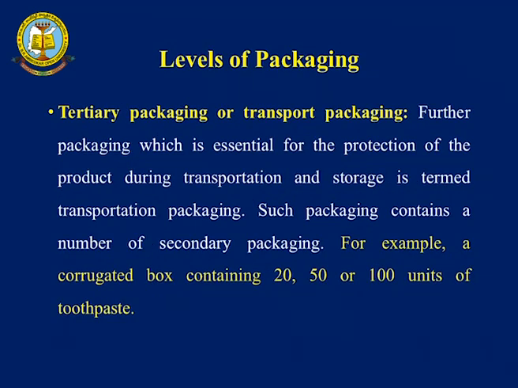Then comes the transportation packaging or tertiary packaging, which is nothing but a further packaging which is essential for the protection of the product during transportation and storage, is termed as transportation packaging. Such packaging contains a number of secondary packaging. For example, a cardboard box containing 50 or 100 toothpastes or 20 or 100 chocolates or biscuits or ice creams in it is what is called transportation packaging.